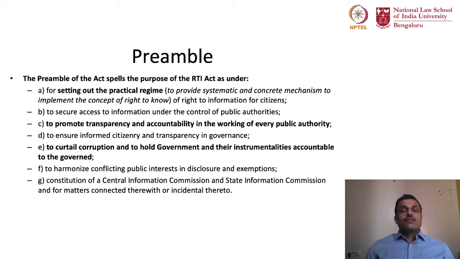Also, the preamble tries to harmonize conflicting public interests in disclosure and exemptions, which means there has to be some consistency about what information should not be made available and what information is necessary for public disclosure. The preamble very clearly says that if there are competing claims between the public interest to disclose and the public interest of exemption, there needs to be a balance between what can be shared and what shouldn't be shared.